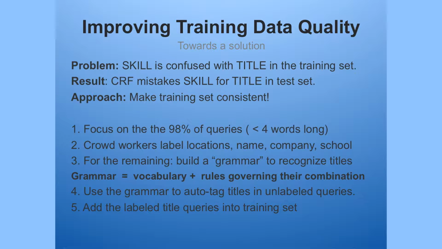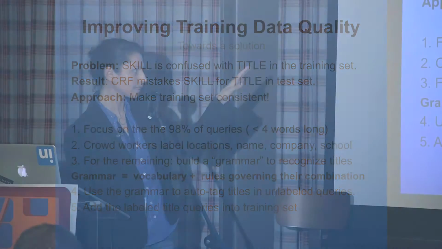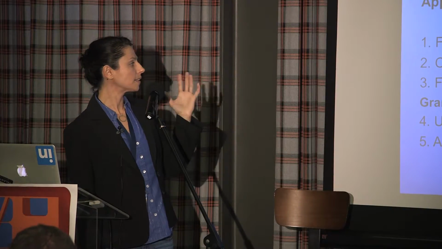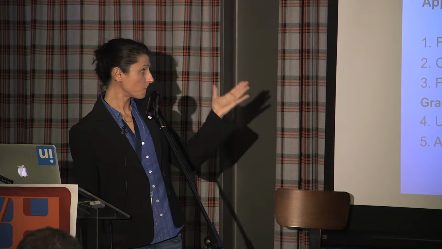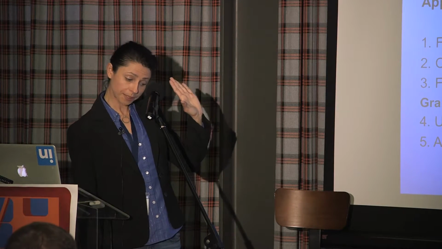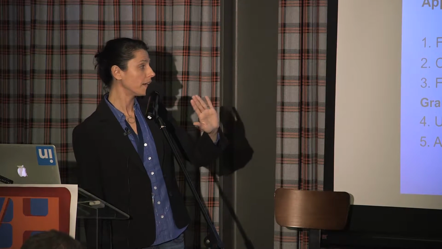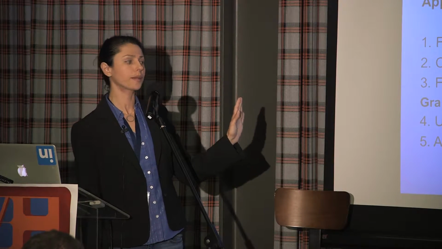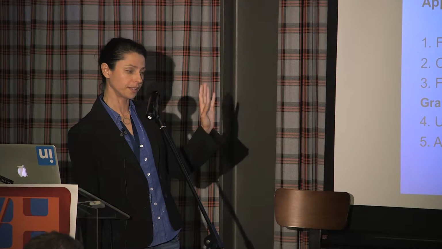Basically, the problem is skill is confused with title in the training set half the time. The CRF model mistakes skills for titles, and that produces bad results on that particular type of named entity. So what we're going to do with this is make the training data consistent, as well as improve some features and do other CRF-y things. But let's get the bulk of it right. So we're going to start with focusing on where the bulk of the queries is. Well, they're short. So we're only going to look at the 98% of the queries that are less than 4 words long and ignore the other 2%.